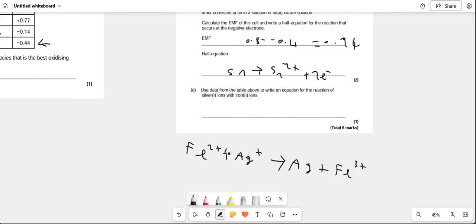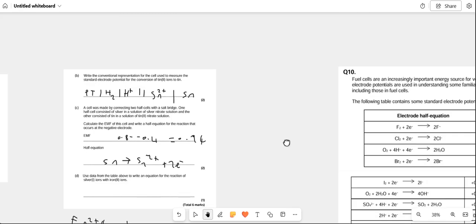Alright. Is that meant to be a plus sign? Why is my writing so bad?